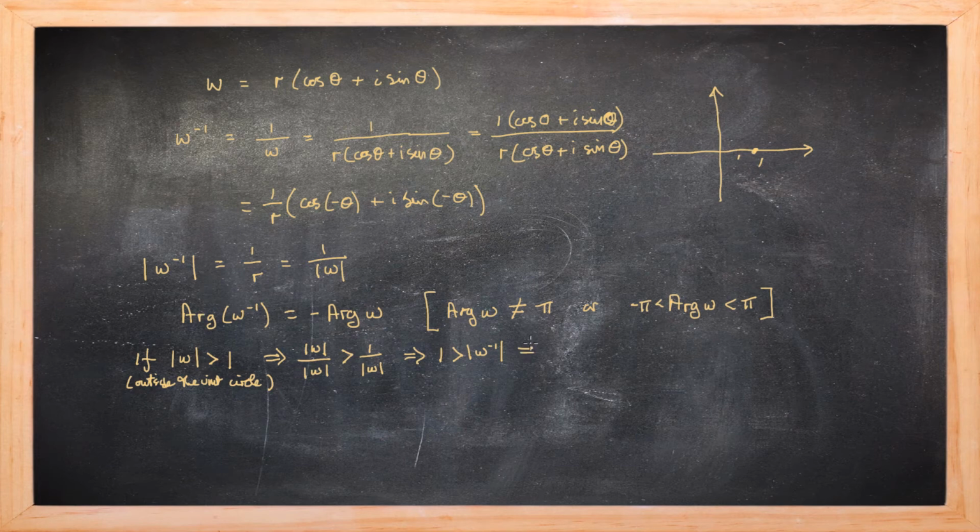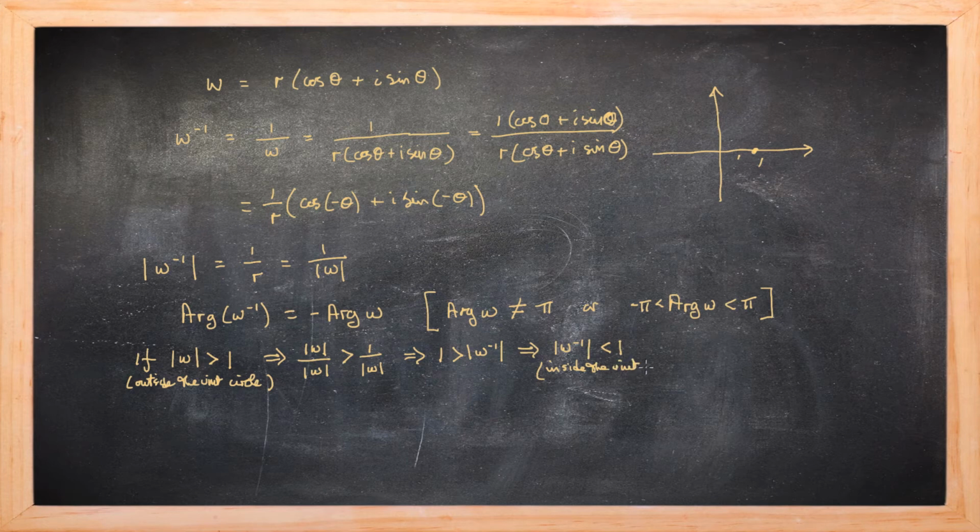And let's turn that the other way around. Modulus of w to the negative 1 is therefore less than 1, and that means that w to the minus 1 is inside the unit circle.